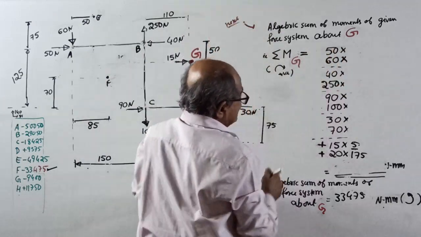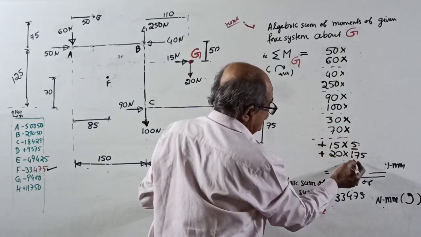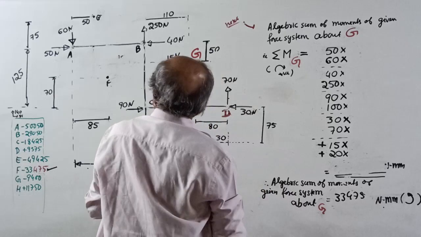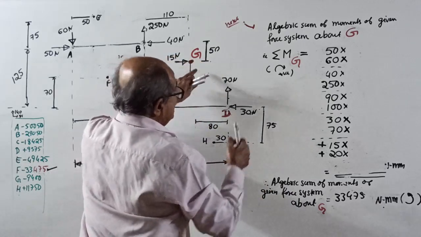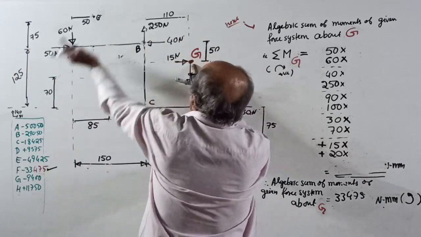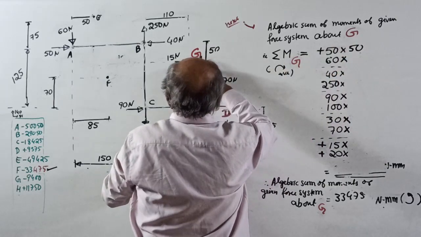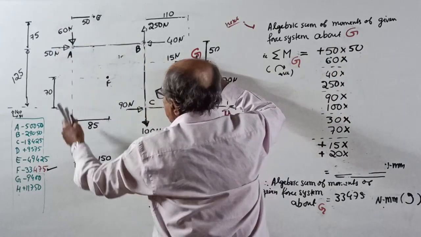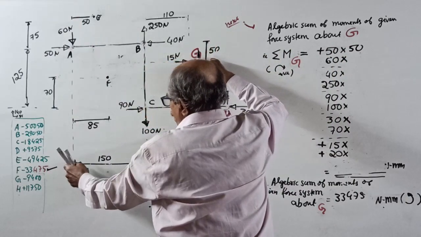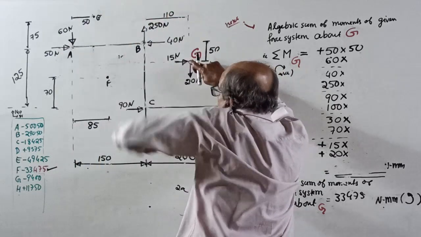Okay, therefore start. I think the board is getting more and more dirty. Sorry, this should be removed. Okay, I'll write here. Which point? G. See, correctly G. 50 into 50, clockwise. 60 into, see, now I am telling a little fast. G here: 60 into 150 plus another 110, 260, anti-clockwise.